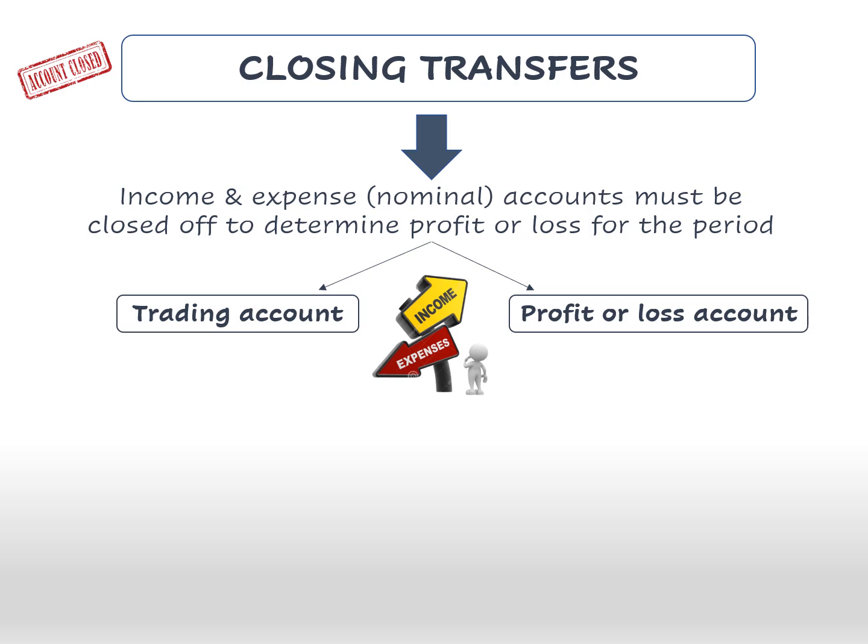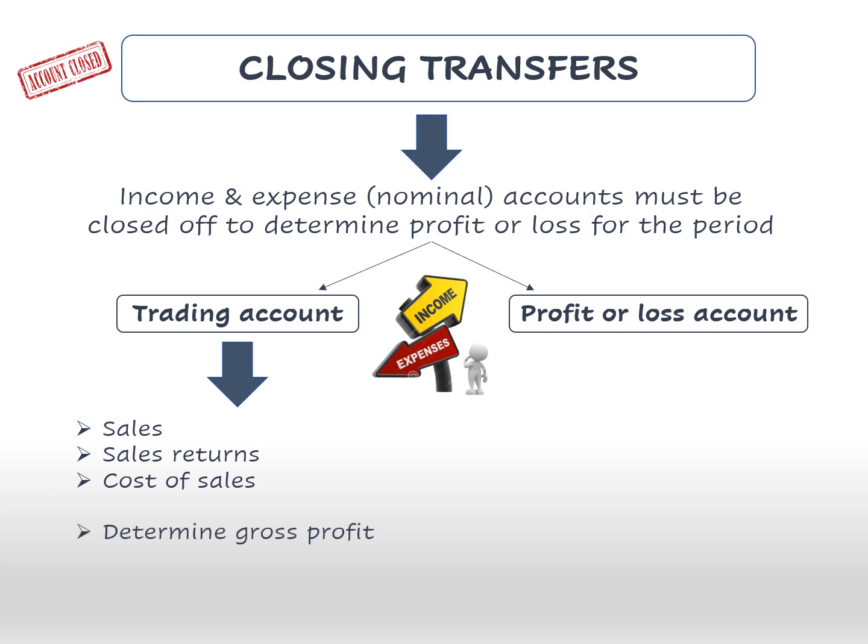The accounts that are closed off to the trading account are the sales, sales returns, and cost of sales. You have already learned in chapter 4 which accounts get closed off to cost of sales. When the trading account is balanced, this results in the gross profit. If you do it as a normal formula, sales less cost of sales equals gross profit. So balancing the trading account will give you this gross profit. This gross profit is then taken out of the trading account, so the trading account is also closed off and transferred to the profit or loss account.